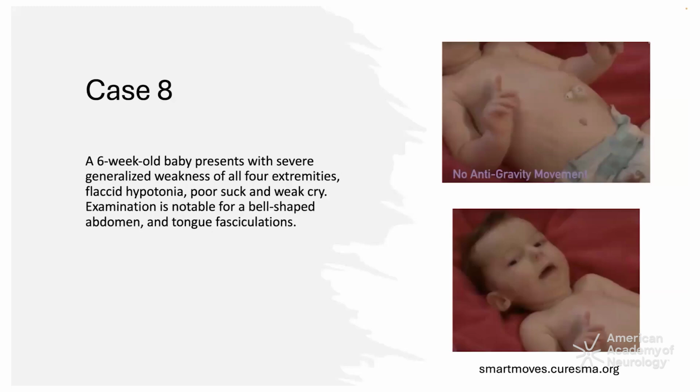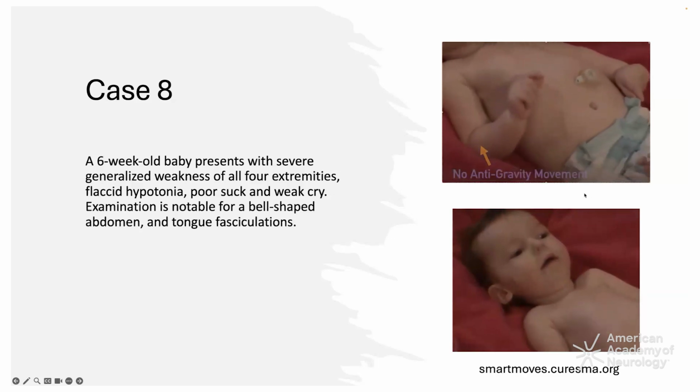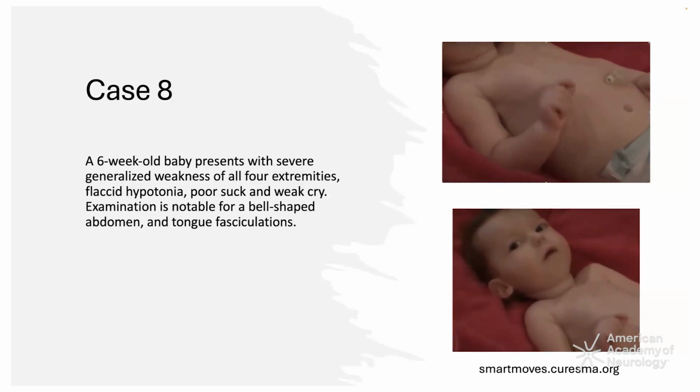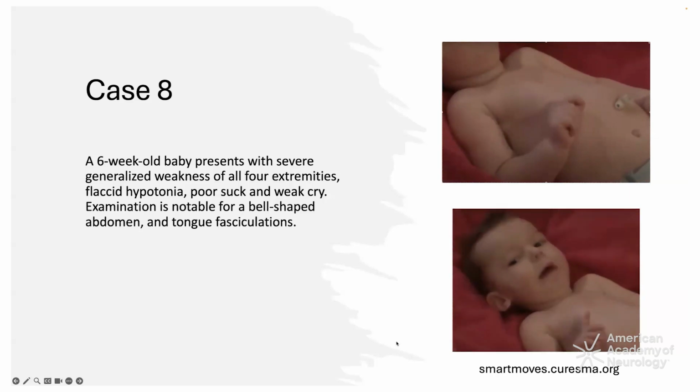Case 8 is a 6-week-old baby who presents with severe generalized weakness of all 4 extremities, flaccid hypotonia, poor suck, and weak cry. Examination is notable for bell-shaped abdomen and tongue fasciculations. There's some videos here. You can see the bell-shaped abdomen, no anti-gravity movements there, no movements laterally in this patient's head.